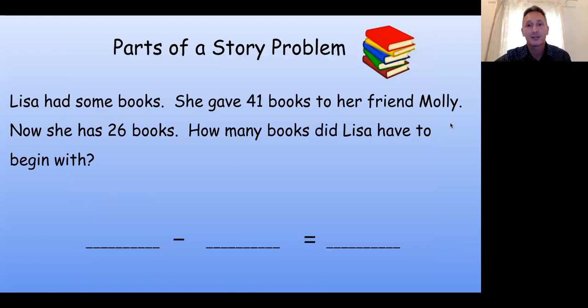And we have our first story problem here for us. So here we go. So if Lisa had some books, and remember that's going to be a really key word when we say that some number of books. She gave 41 books to her friend Molly. Now she has 26 books. How many books did Lisa have to begin with?